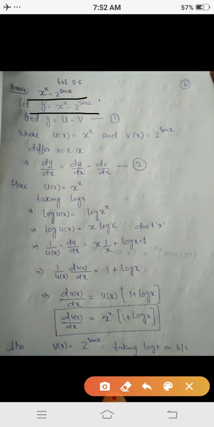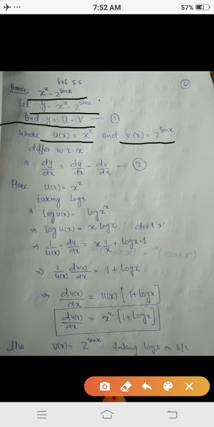Here this function, that is y, is the subtraction of two functions. One, x raised to power x, which is a power function. Second, 2 raised to power sine x, which is again a power function. And let us suppose that y equals u minus v of x. That is, y of x equals u of x minus v of x, where u of x is x raised to power x and v of x is 2 raised to sine x. Now we have to find dy by dx.